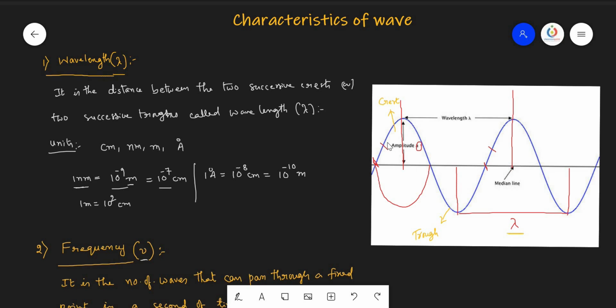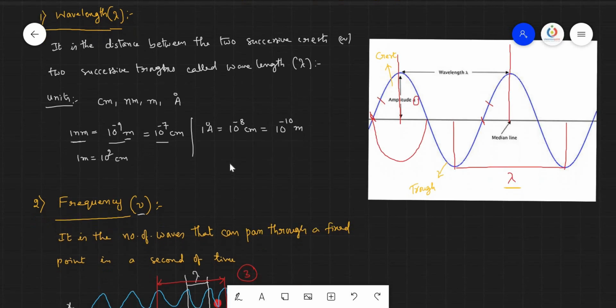As it becomes difficult every time to consider from here to here, we take the maximum height of the crest to the maximum height of the next coming crest, because here we are taking half of the crest, and here also we are taking half of the crest, which becomes a complete crest, and it includes a complete trough also. That's why we say that the distance between two successive crests or two successive troughs is called the wavelength. And its units are centimeters, nanometers, meters, angstrom, just like length units.